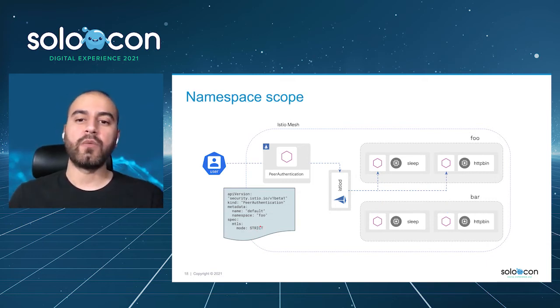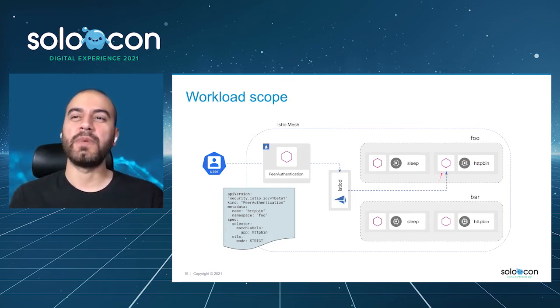Then you can scope it down one level further and go to the namespace. So in this case, we have a peer authentication that's strict, but we don't have a selector, and the namespace is foo. So we're not targeting the default configuration, the root namespace. We're targeting a random user namespace, more or less. So in this case, that means it applies to all workloads, but only in the namespace that we define. So you'll have strict mode enabled for sleep and httpbin in the foo namespace.